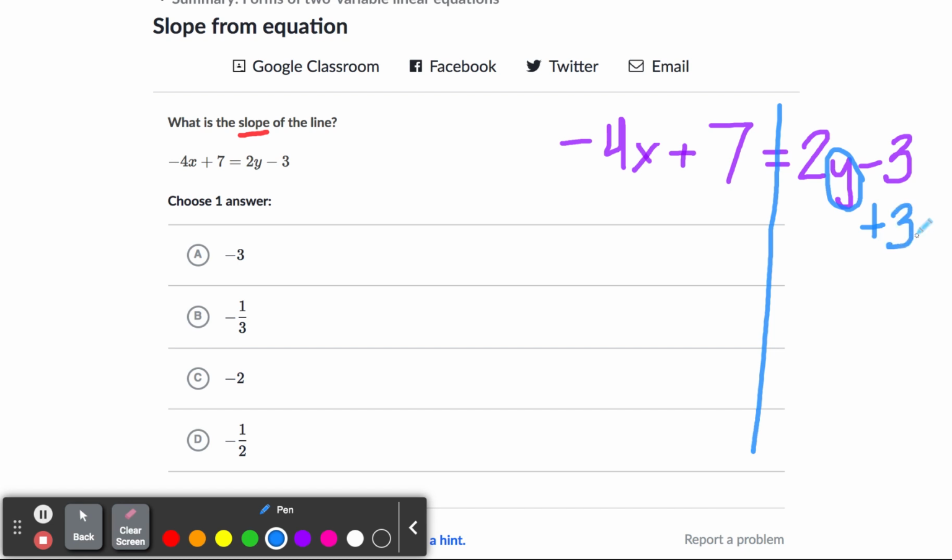But whatever you do to one side, I know Brian drives you crazy when I say this over and over, but it's important. Whatever you do to one side, you have to do to the other. So now the question is, do I add 3 to the -4x, or do I add 3 to the 7?